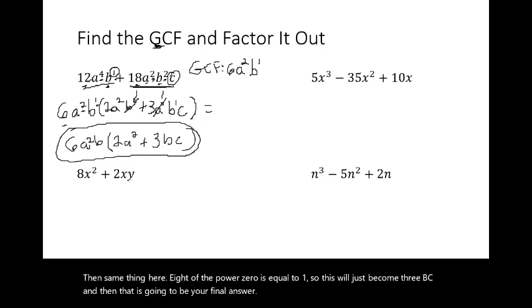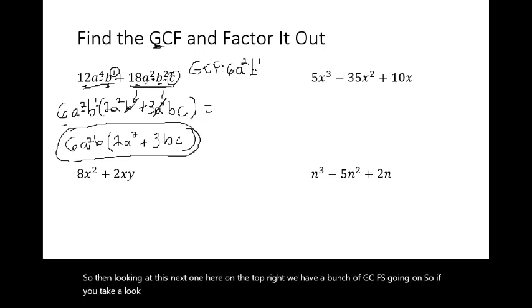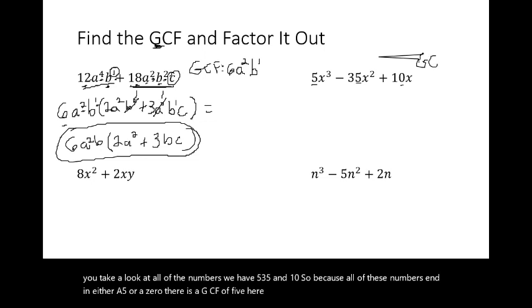So then looking at this next one here on the top right, we have a bunch of GCFs going on. So if you take a look at all of the numbers, we have 5, 35, and 10. So because all of these numbers end in either a 5 or a 0, there is a GCF of 5 here. So each of these numbers is divisible by 5.